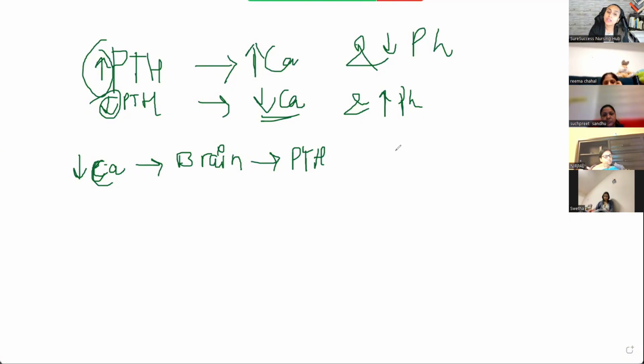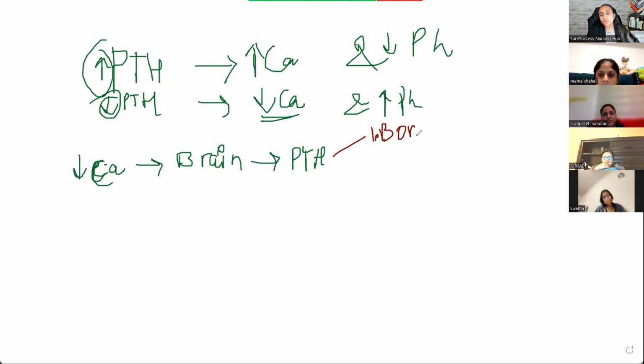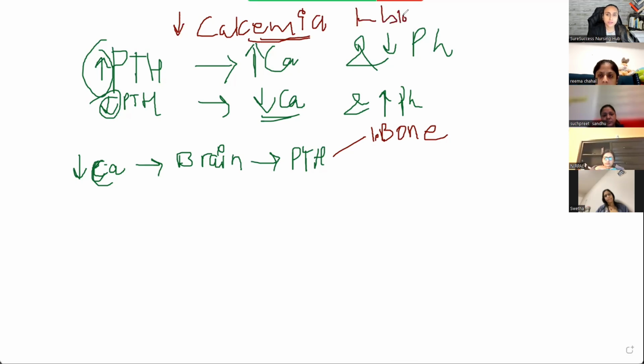So how will parathyroid hormone increase the calcium? First of all, where is the calcium located in my body? Bones. What will it do to the bones to increase the calcium? When I'm saying Alveen's calcium is low, I am talking about hypocalcemia or hypercalcemia? Hypocalcemia. The suffix emia means in the blood. So if I have low calcium in the blood, my brain will give the signal to the PTH to increase the calcium in the blood.